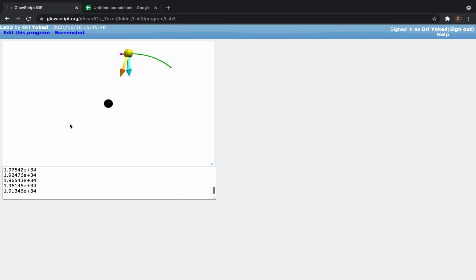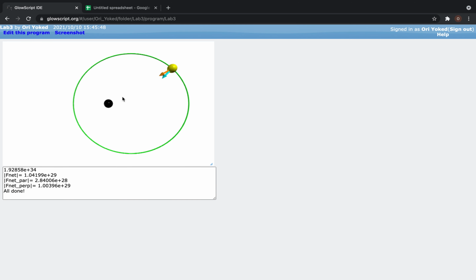So when I run the program, this is what it looks like. There's an elliptical orbit around the black hole, and the orange arrow is the net force, which is always pointing at the black hole. And then there's the magenta arrow, which was the parallel component, and then the perpendicular component is that teal arrow. And then here are the final values I get for those.